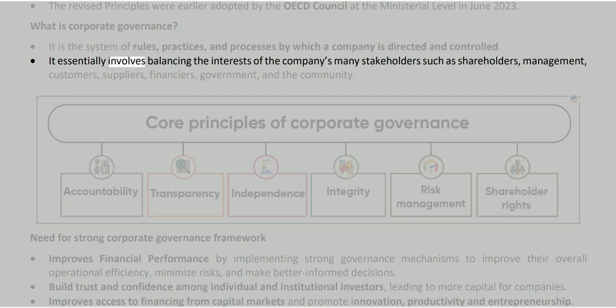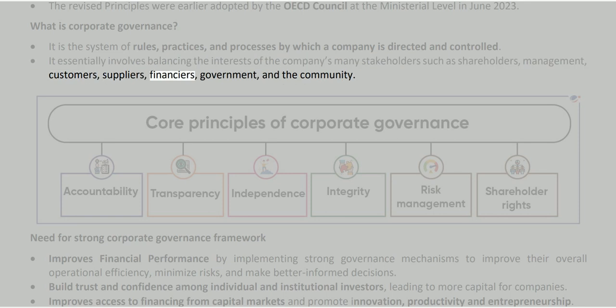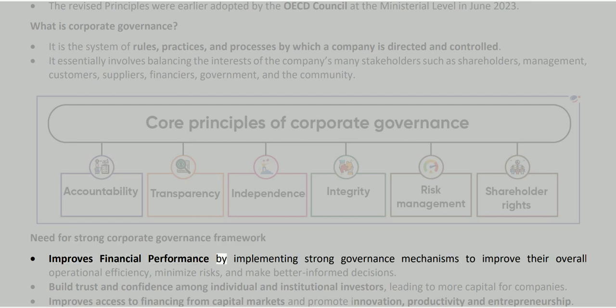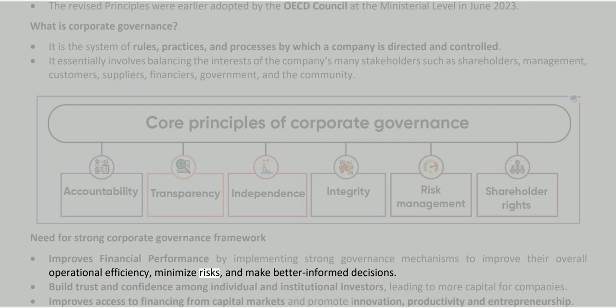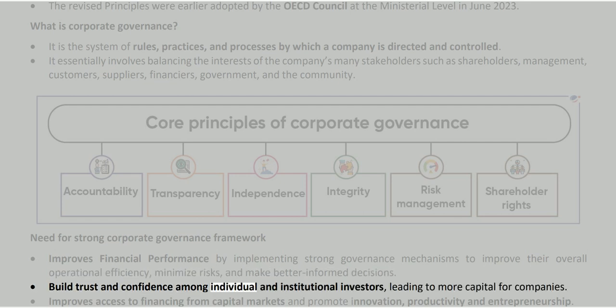It essentially involves balancing the interests of the company's many stakeholders such as shareholders, management, customers, suppliers, financiers, government, and the community. Need for strong corporate governance framework. Improves financial performance by implementing strong governance mechanisms to improve overall operational efficiency, minimize risks, and make better informed decisions. Builds trust and confidence among individual and institutional investors, leading to more capital for companies.